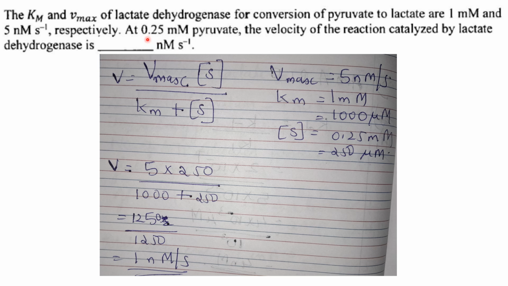Now they have given the substrate concentration, that is pyruvate concentration, 0.25 millimolar. Convert it into micromolar, 250 micromolar. The velocity of the reaction is given by the Michaelis-Menten equation. V is equal to Vmax times concentration of S by Km plus concentration of S. Substitute the values, 5 into 250 by 1000 plus 250, that will give you 1 nanomolar per second. Answer is 1.